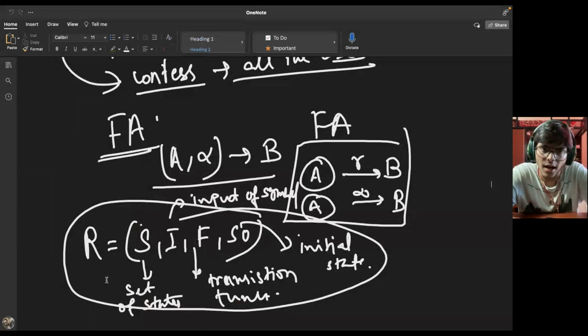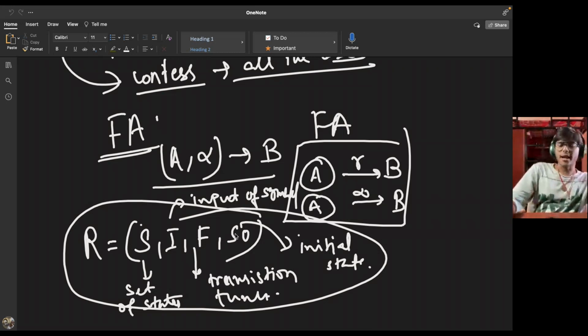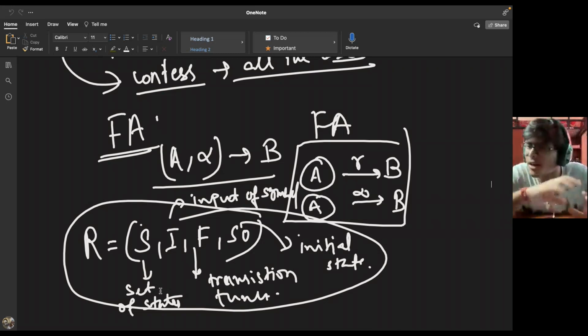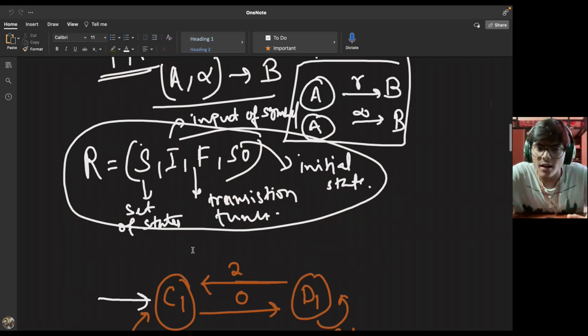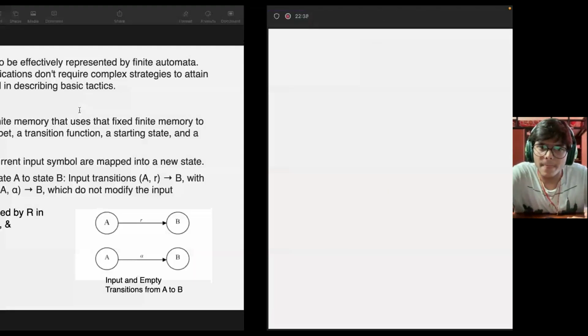Now what is this tuple? It is S, I, F, S naught. You can keep the symbol names as anything; it's not fixed that it should be S, I, F or S naught. S means the set of states, I is the input symbol, F is the transition function, and S naught is the initial state. Okay, I hope you understand. We'll see more about this in the upcoming lectures.